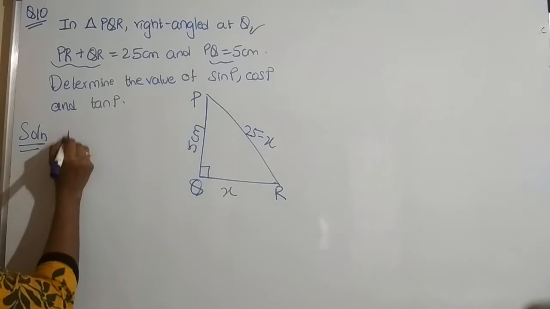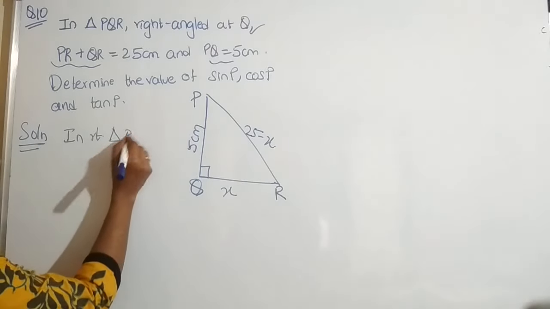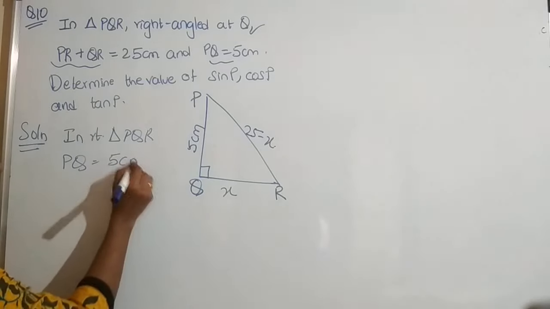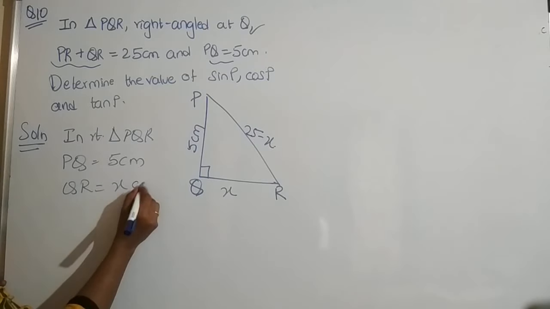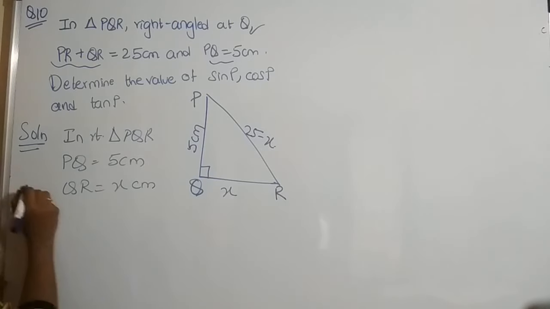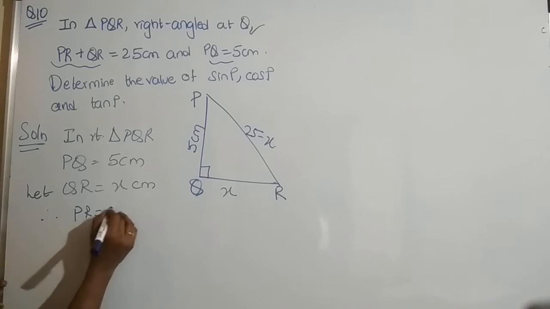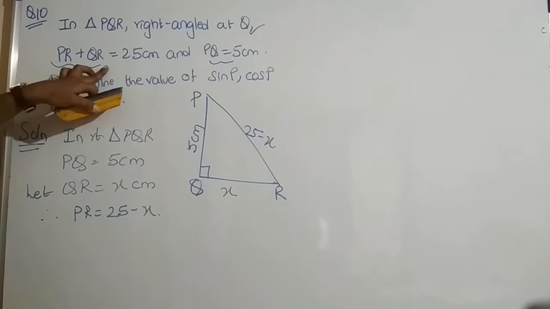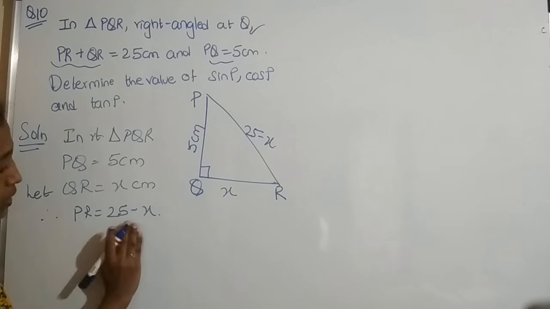Here it is given that in right triangle PQR, we know that PQ equals 5 cm and QR is x centimeter. Can we find what PR is? We have assumed QR equal to x centimeter. Therefore, PR will be equal to 25 minus x, as it is given that PQ plus PR plus QR equals 25.